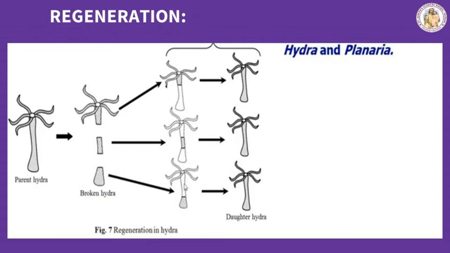It always takes place in the cell. Examples are Hydra and Planaria. So these two are examples of regeneration. You can see the picture. Every part is cut off, and the topmost part develops into a new organism, the middle part also develops into a new one, and the last part also develops into a new organism. This type is called regeneration.